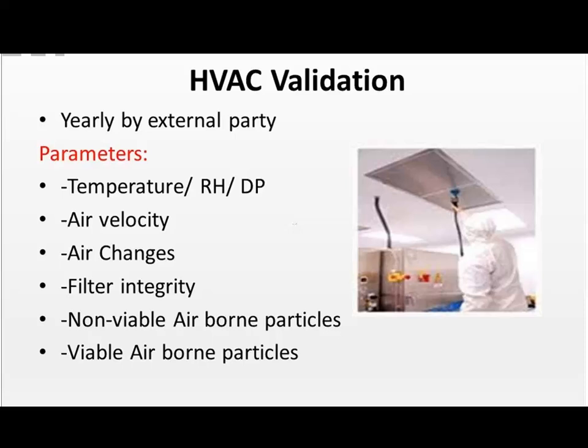The parameters are going to be your temperature, your relative humidity, and your dew point. They're going to look at air velocity, the air changes, and again, depending upon the class of your room, that will tell you how many air changes per minute you're going to have. In a class 100,000, I believe it's going to be like 49 or more air changes per minute in that room. Look at your filter integrity. They're going to look at the non-viable airborne particulates, and they're also going to take viable airborne particulate samples as well.